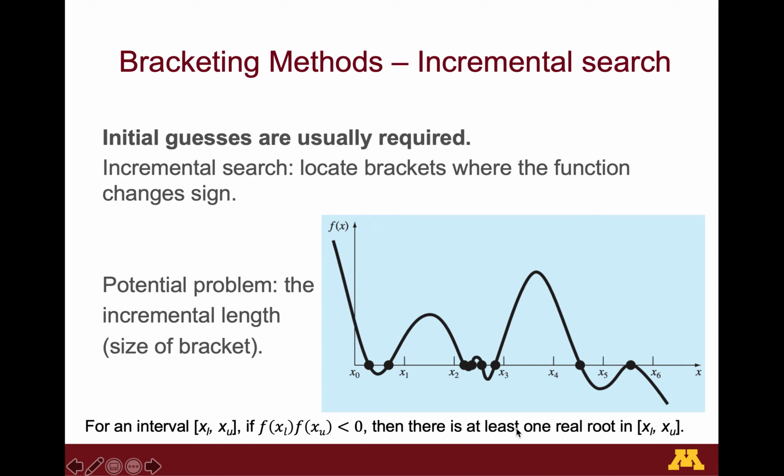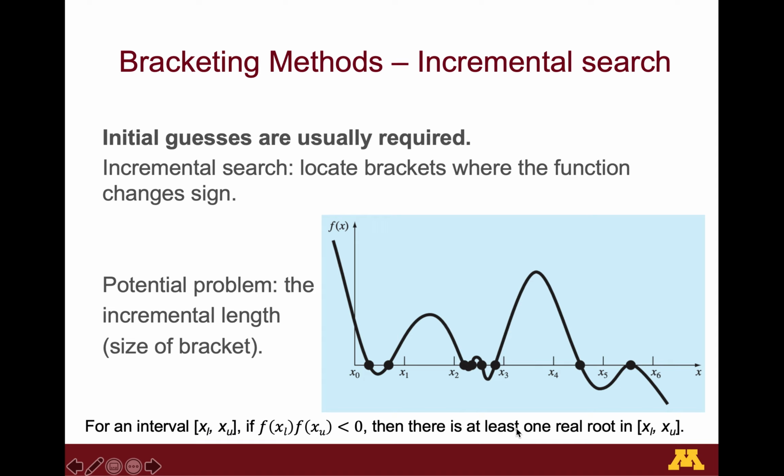Incremental search locates the brackets where the function changes signs. For example, in one end of the bracket xi, f(xi) is positive, and in another end of the bracket xj, f(xj) is negative. Then we can target at least one root between xi and xj. In this figure, x4 to x5 is an ideal bracket.